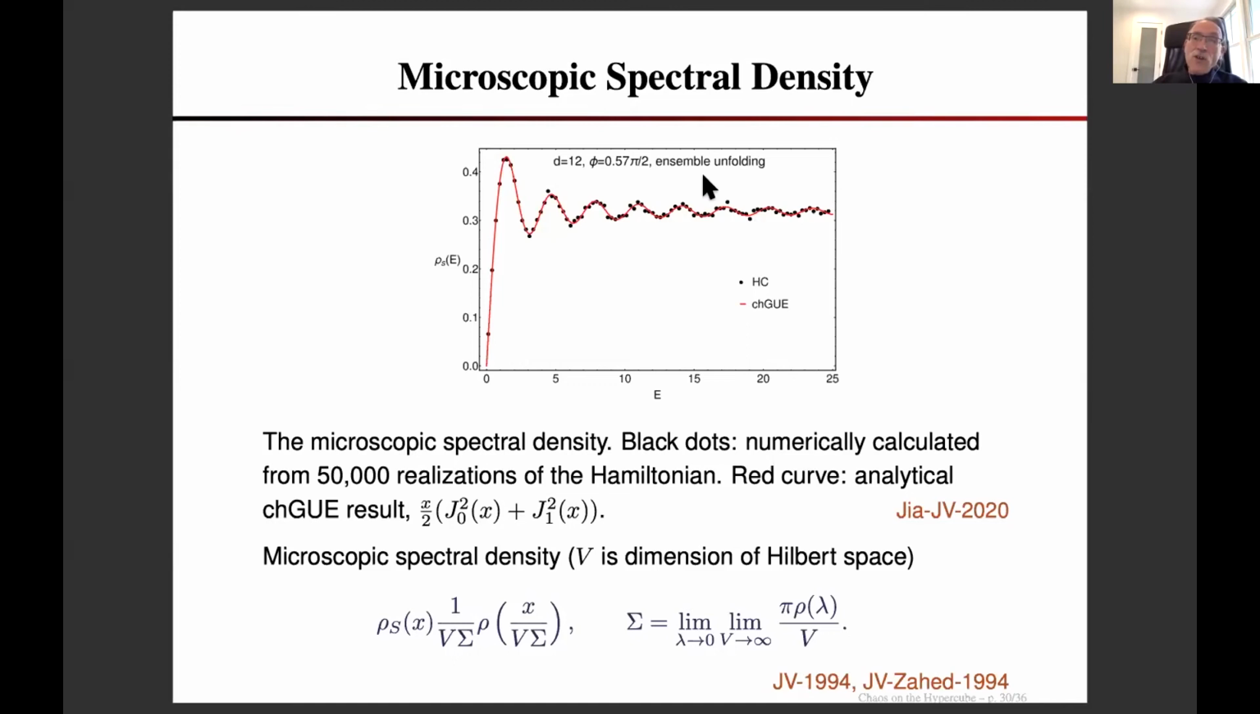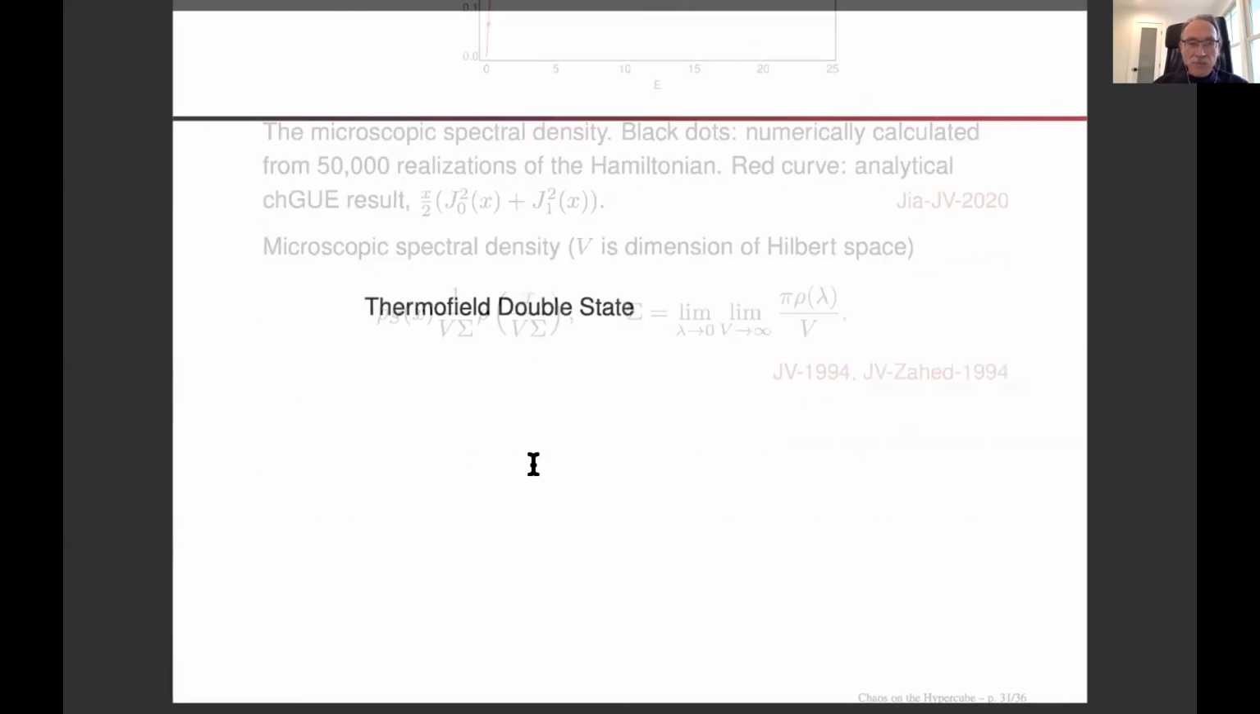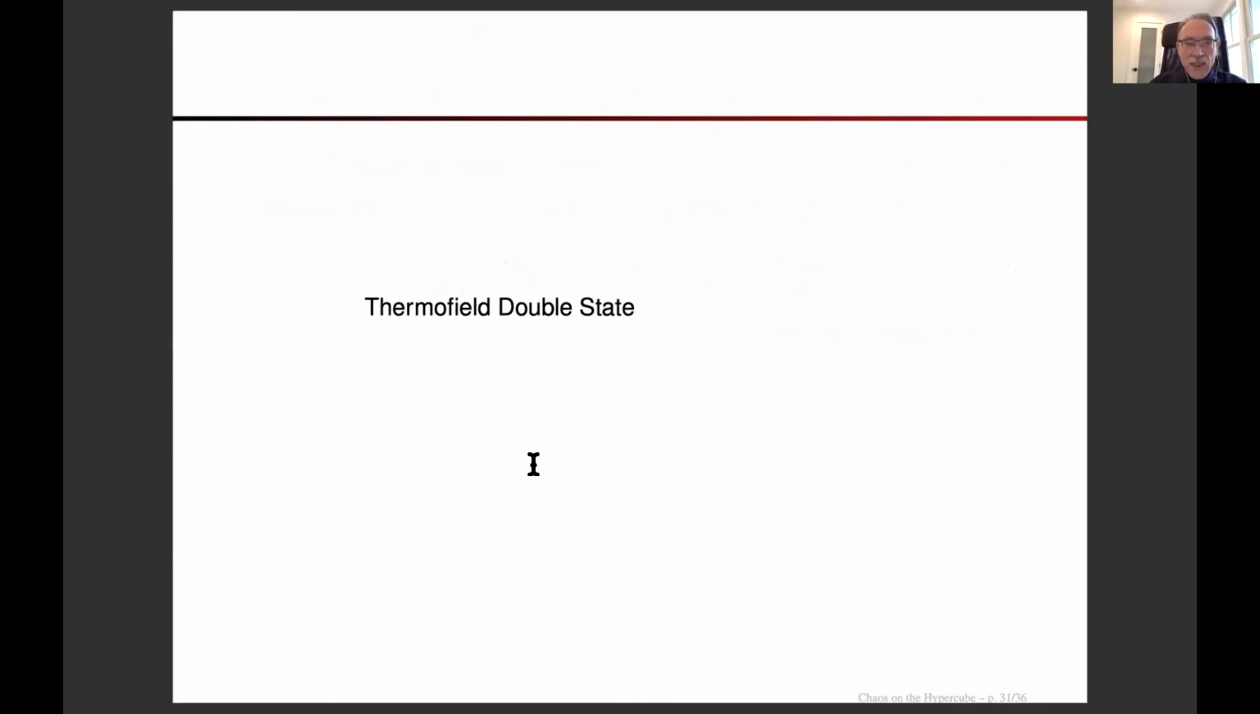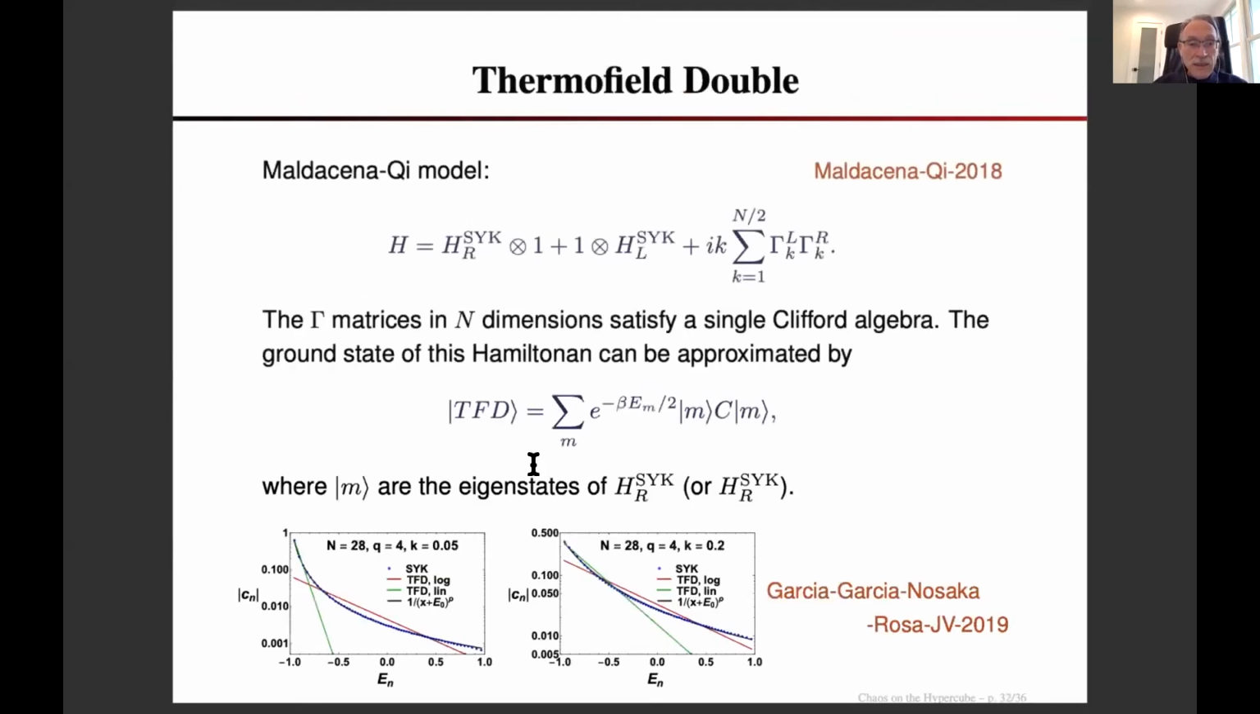So there's no fitting going on for this figure. We first looked at this in the context of QCD in these papers, where we also introduced the chiral random matrix theories. In the last couple of minutes, I will discuss the thermal field double state.